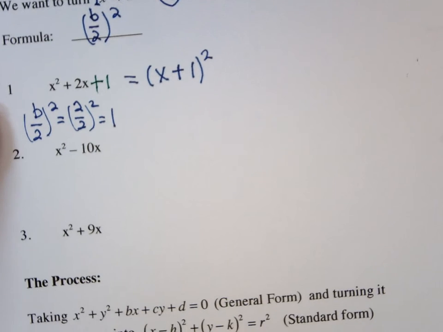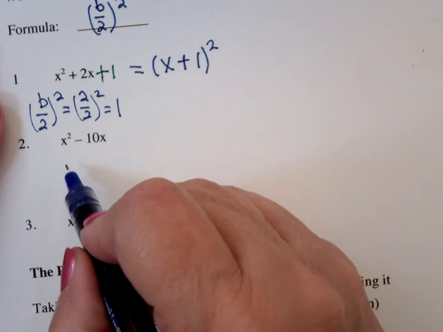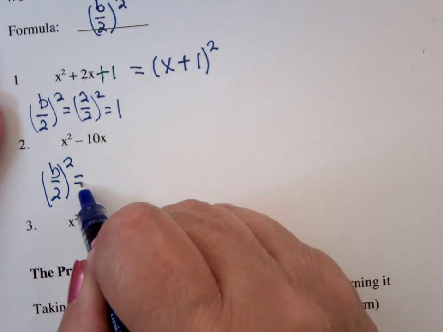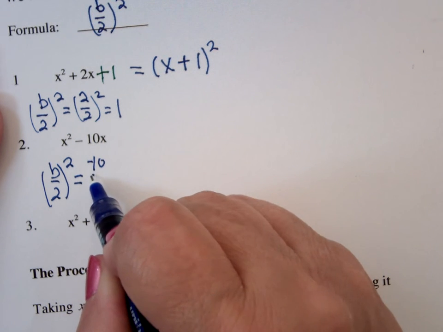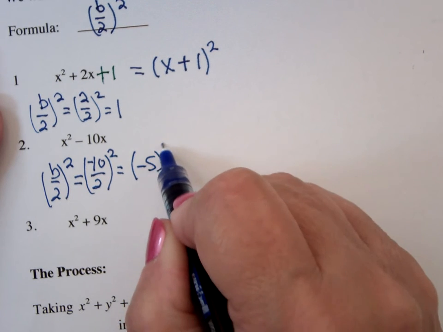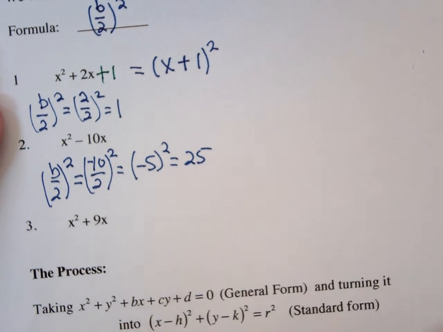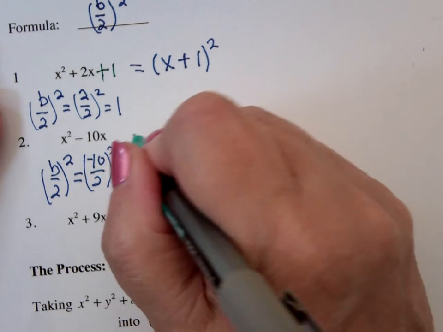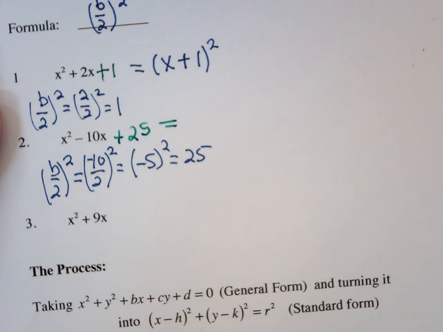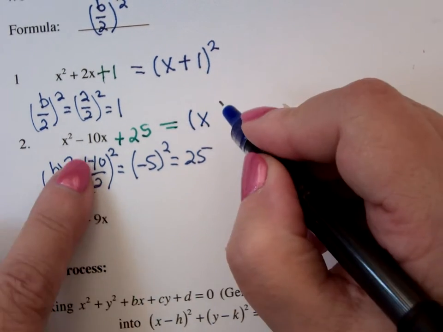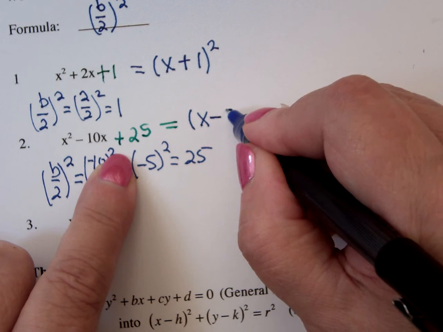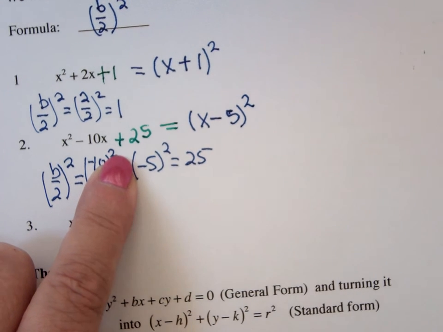Let's do it again. I'm going to take b over 2 and square it, which is negative 10 divided by 2 squared, which is negative 5 squared, or 25. Now that says if I add 25, this turns into x, square root of x squared is x, center sign is minus, square root of 25 is 5, the quantity squared.